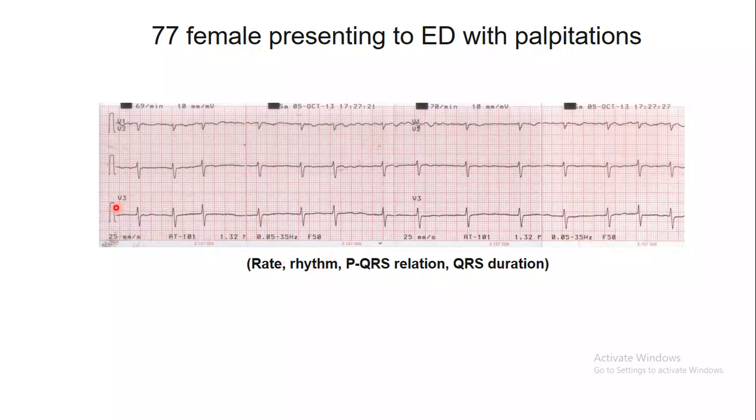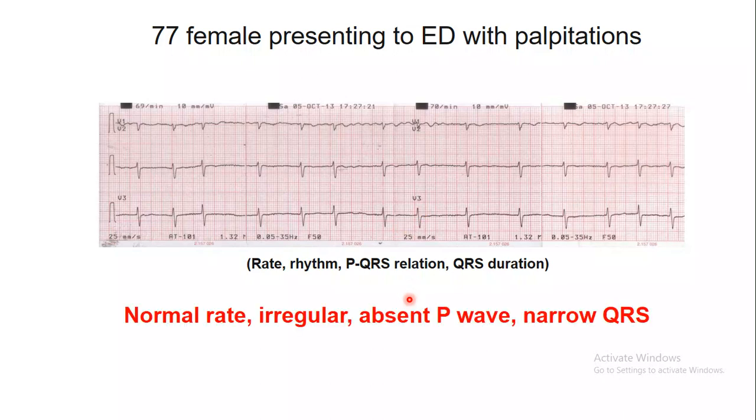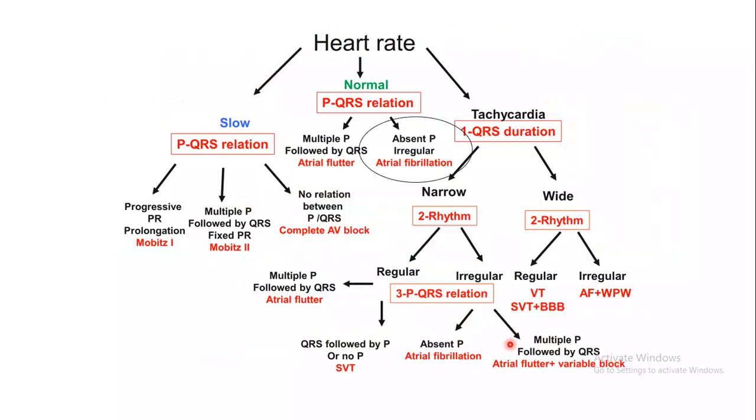The rhythm is frankly irregular. The P-QRS relationship, actually we don't have a P wave, we just have fibrillation waves like this one. QRS complex is okay. So we have a normal rate, irregular rhythm with no P wave and narrow QRS. According to the algorithm, we have a patient with atrial fibrillation.